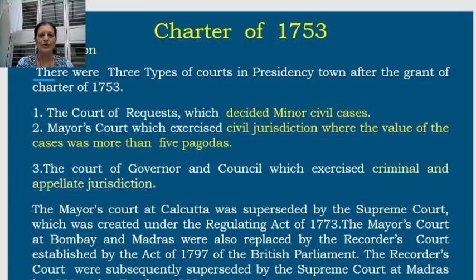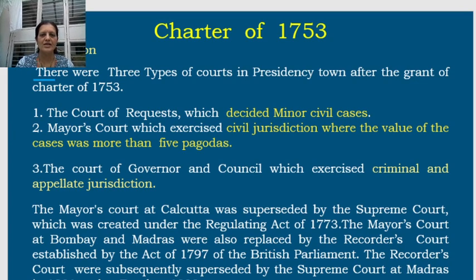The Mayor's Court at Calcutta was superseded by the Supreme Court, which was created under the Regulating Act of 1773. The Mayor's Courts at Bombay and Madras were also replaced by the Recorder's Courts, which were established by the Act of 1797 of the British Parliament. The Recorder's Courts were subsequently superseded by the Supreme Court at Madras in 1801 and at Bombay in 1823.